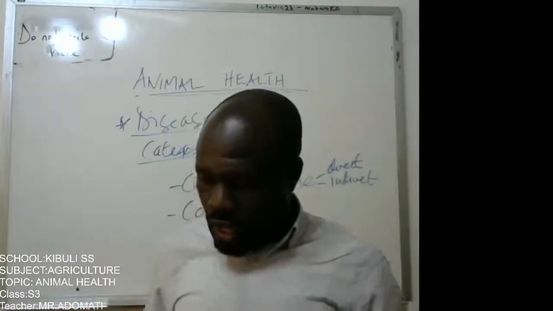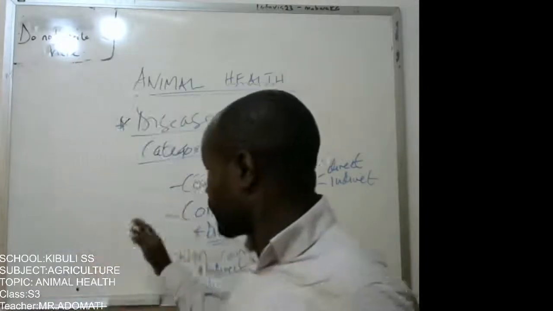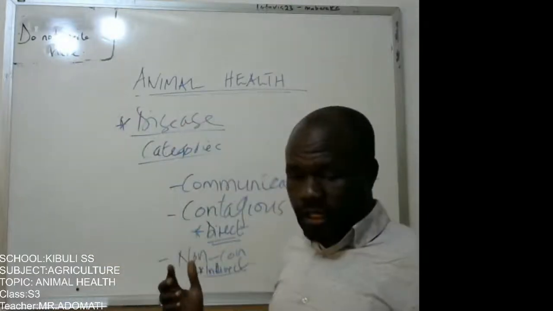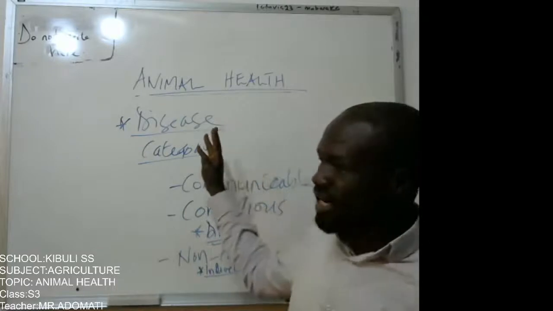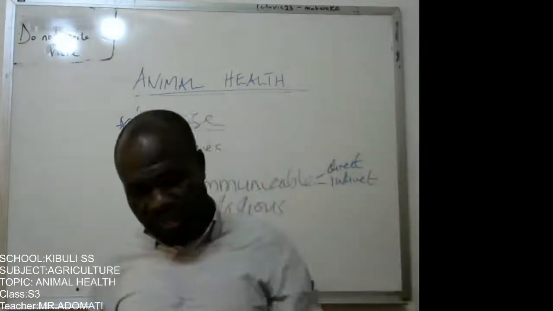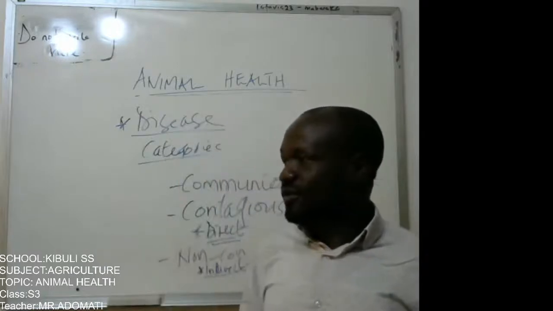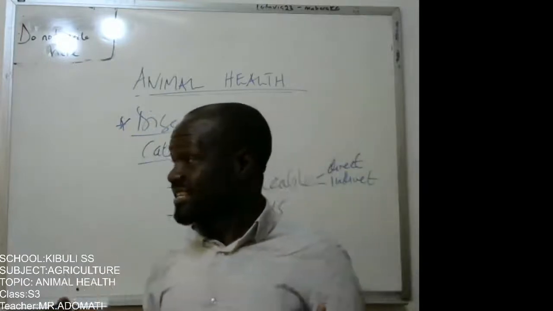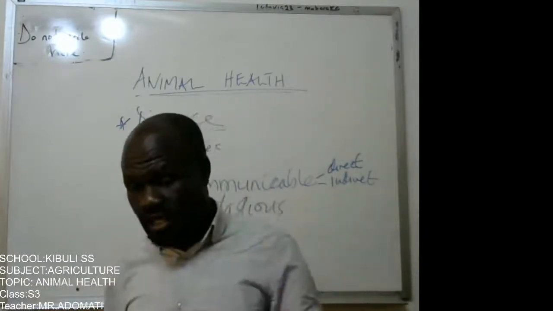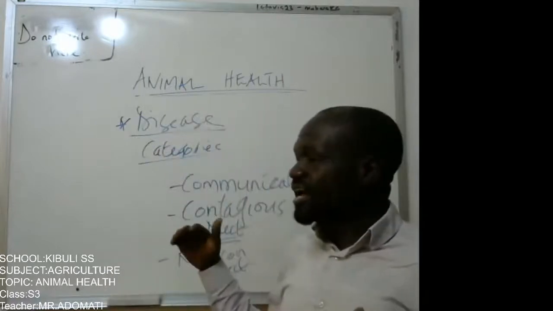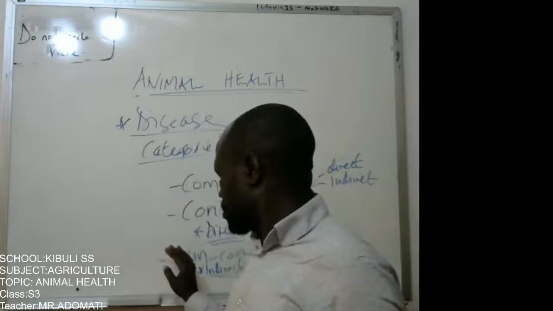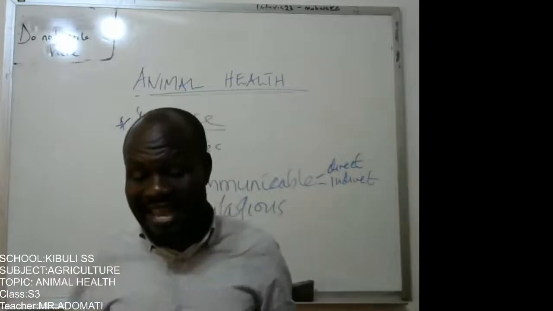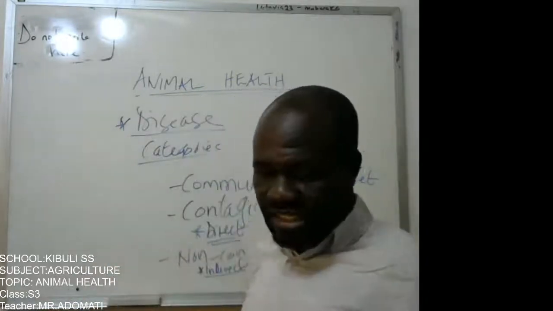So, as we proceed, we shall have a summary of that, but I want us to be following very, very closely. We said infectious, diseases that are caused by living agents. Non-infectious, diseases that are caused by any other thing other than a living agent. Communicable diseases are diseases that can be spread through both direct and indirect contact. Contagious diseases are those that can only be spread through direct contact. Non-contagious diseases are those that can be spread through indirect contact. We shall be having examples of these diseases.